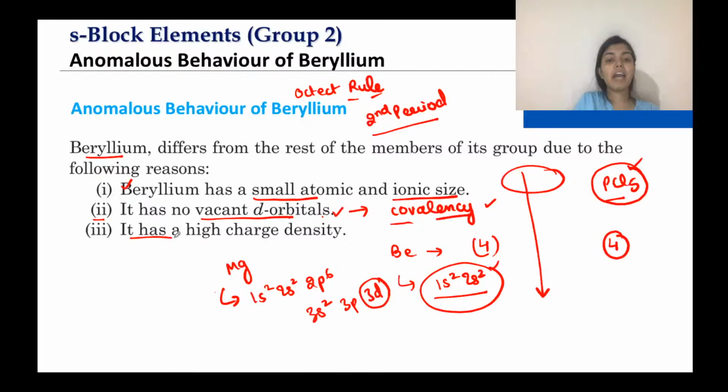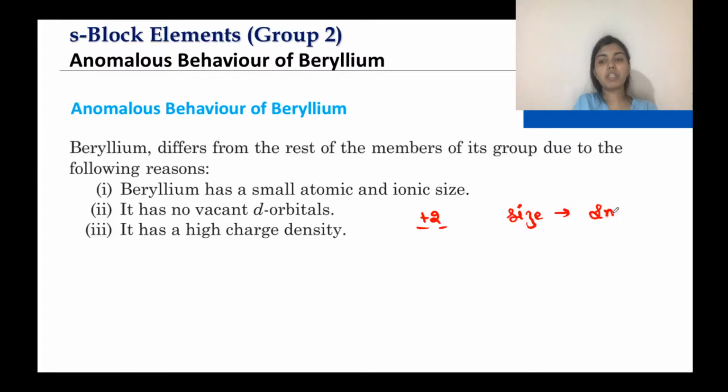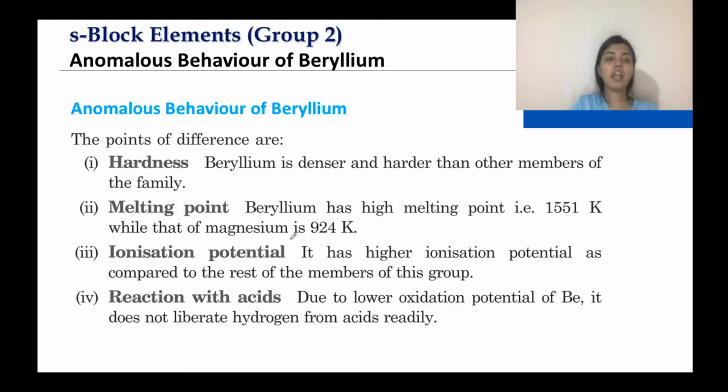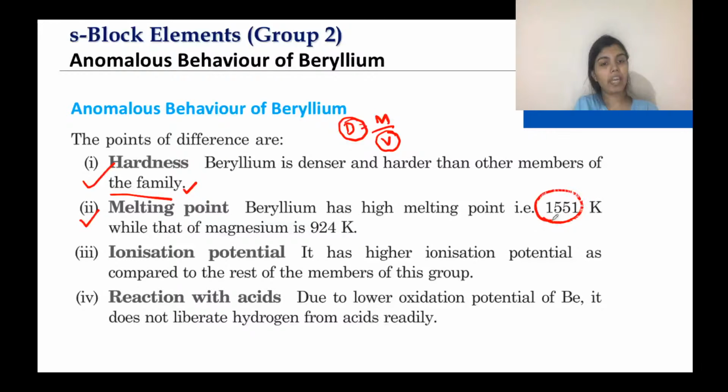Now it has a high charge density. Why is it having a high charge density? Because the size is very small, it is having large density. Next is the hardness. So beryllium is denser and harder than other members of the family. Size is small, so volume is less, and we know density equals mass upon volume. So volume is less, that means density will be more, as both are inversely proportional to each other. Next is the melting point, that is around 1551 Kelvin, while that of magnesium, if you see, there is a much difference, right? It is around 900 Kelvin.